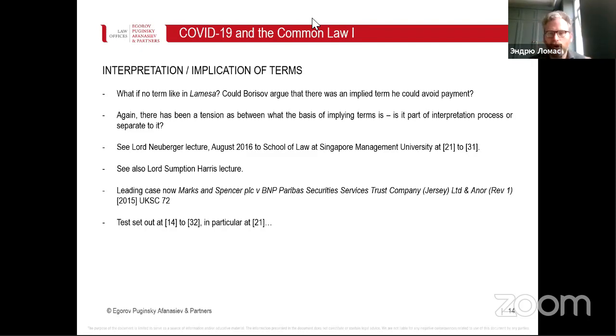Lord Neuberger goes on to outline what the orthodox approach of the law was. That was something known as the officious bystander test, which had 5 requirements for implying a term. First, that it didn't conflict with an express term. Second, that it was necessary to give a contract business efficacy. Third, that it's so obvious that it goes without saying. Fourth, that it's reasonable. And fifth, it's capable of clear expression.